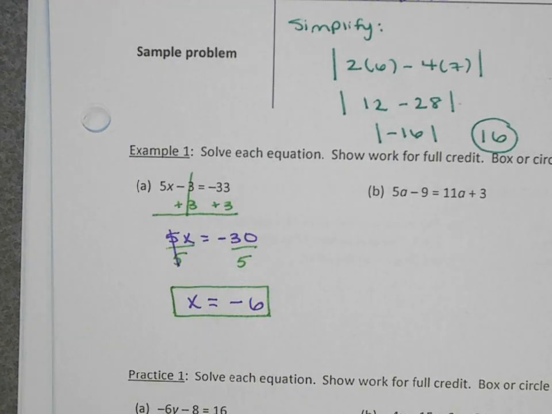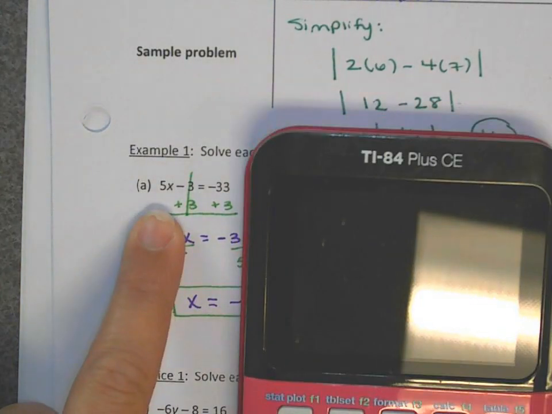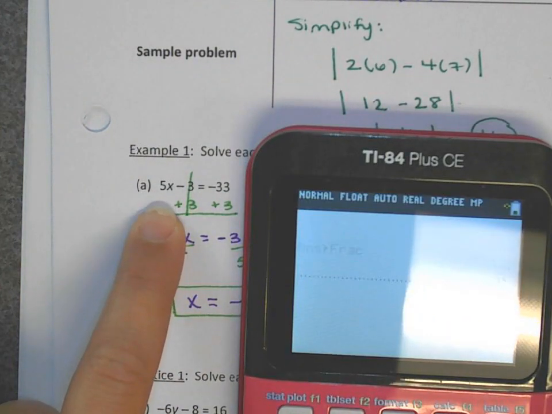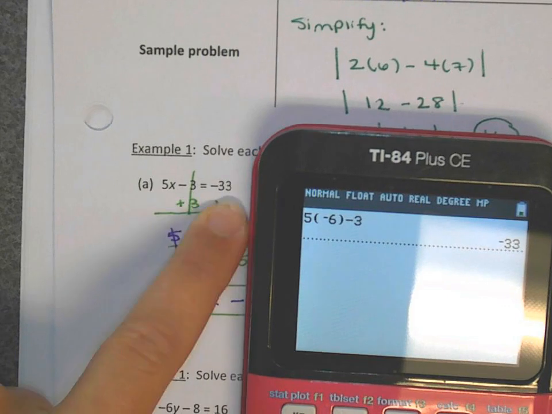Now we should plug it back in and make sure that it works. So plug it back into the very top. So 5 times negative 6 minus 3 is negative 33. And the right side says equals negative 33. So it looks like I did it right. That's how you would check your answer. You can plug it back in and make sure it works.